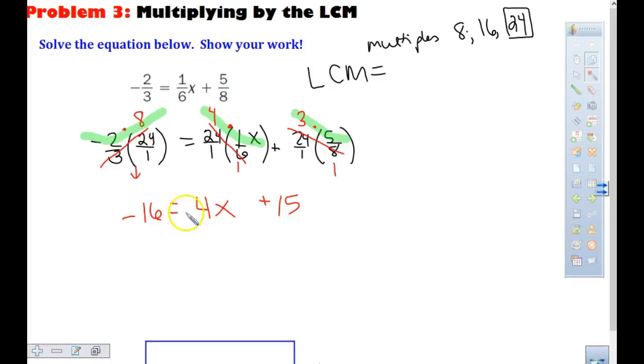Avery, what are you going to do next to get 4x by itself? Yes, we're subtracting 15. So we subtract the 15. Daniel, when I do that, I'm going to end up with negative 31 is equal to 4x. Next step is going to be to do what?